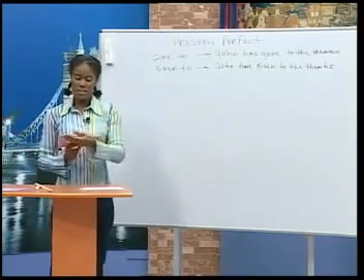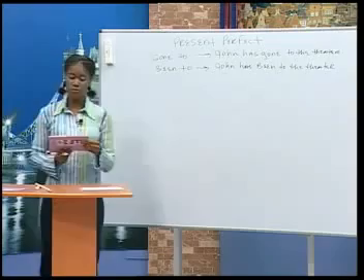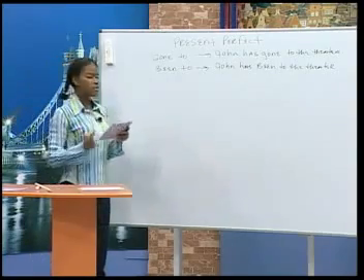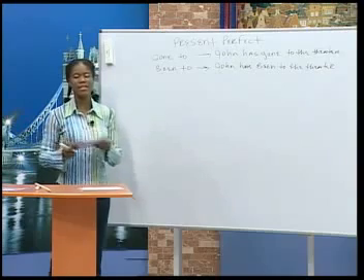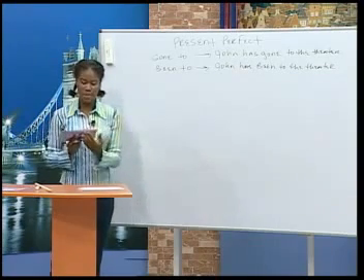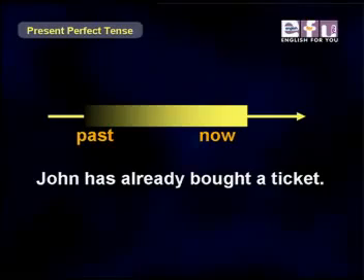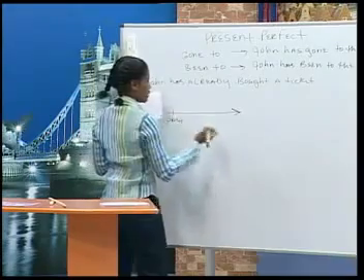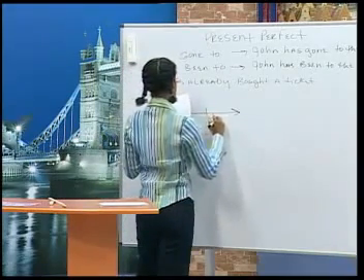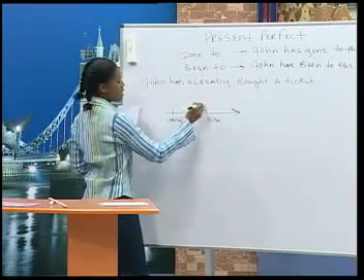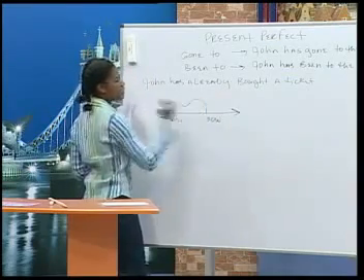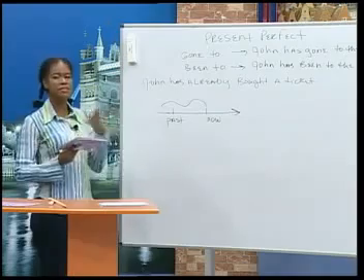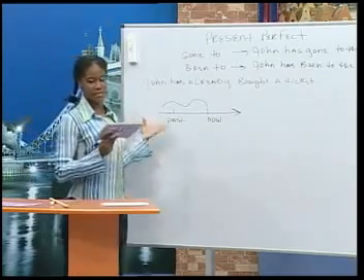Let's look at some timelines to help us better understand the present perfect. Okay, we use the present perfect to express an activity that happened or didn't happen in the past. Examples. John has already bought a ticket. Now, when did this happen? We have the past and we have now. So sometime in the past, up until now, we don't know when because it's not specified, John bought a ticket.